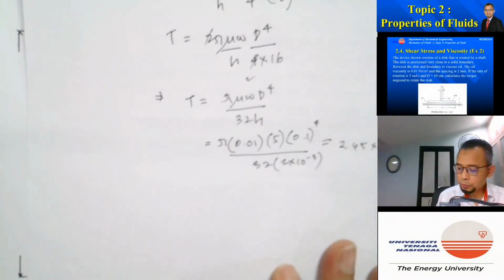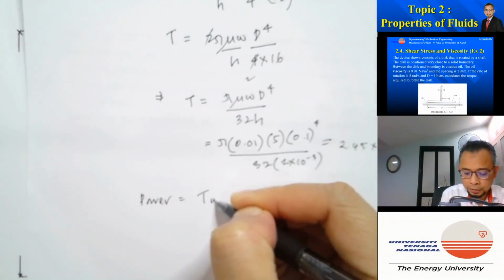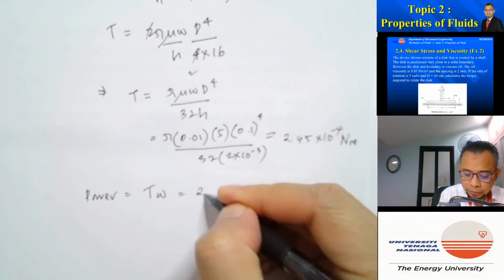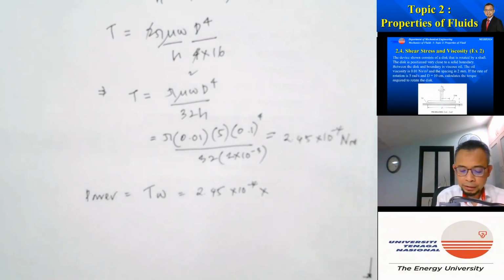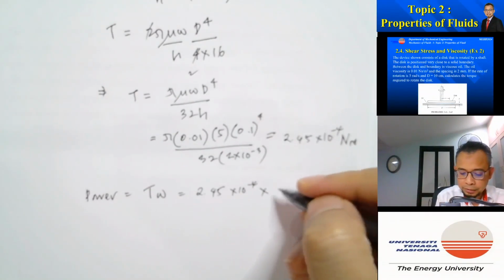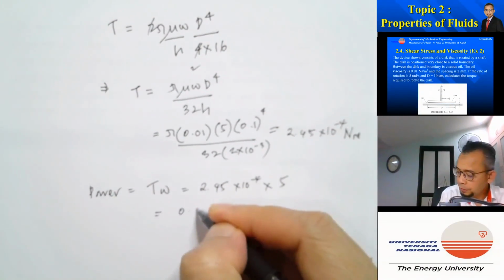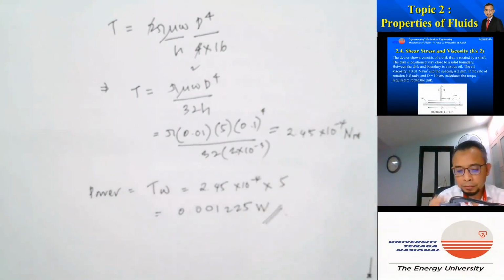If we are also asked to calculate the power, it is torque multiplied by omega. So easily just put everything there: 2.45 times 10 to the minus 4 times omega, which is 5 radian per second. So we have a value of 0.001225 watt. Okay.